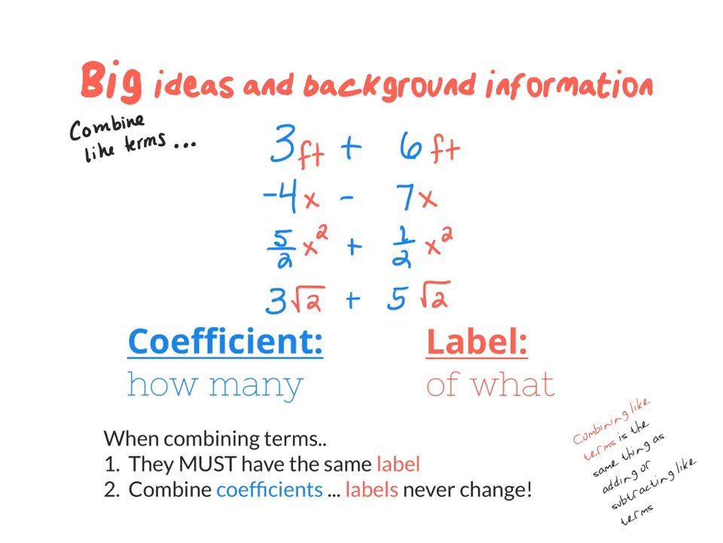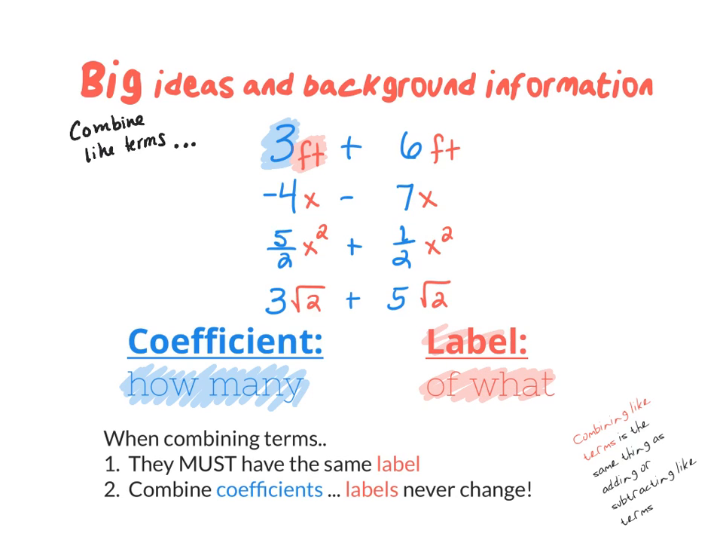So the most important thing to remind yourself today, when we write a mathematical expression, the number that comes first, we call that the coefficient. And that answers the question, how many of something do we have? So for example, this 3 here represents we have 3 of something. Then in math, the thing that comes after it, the label that comes after it, that answers the question of what?